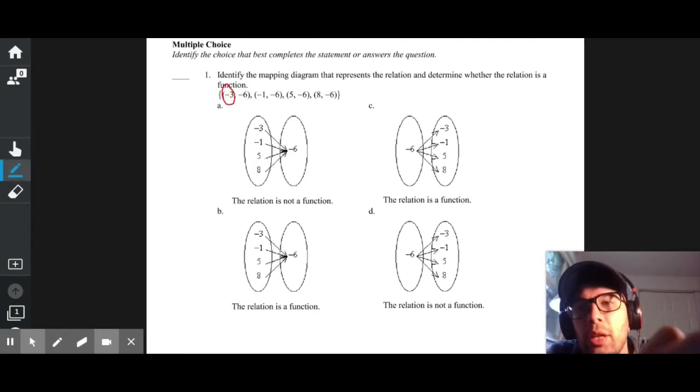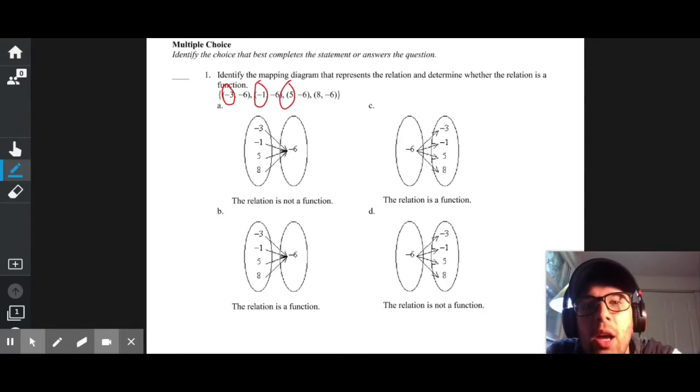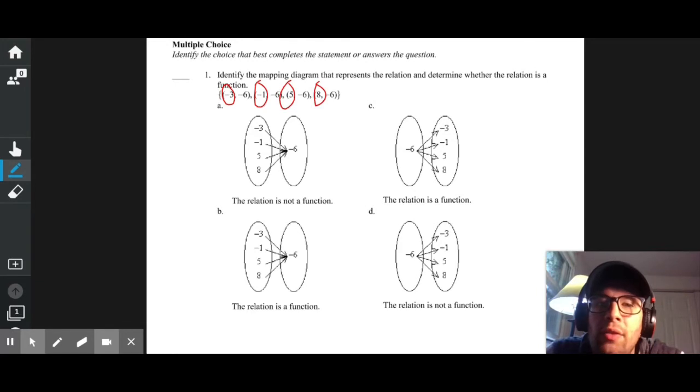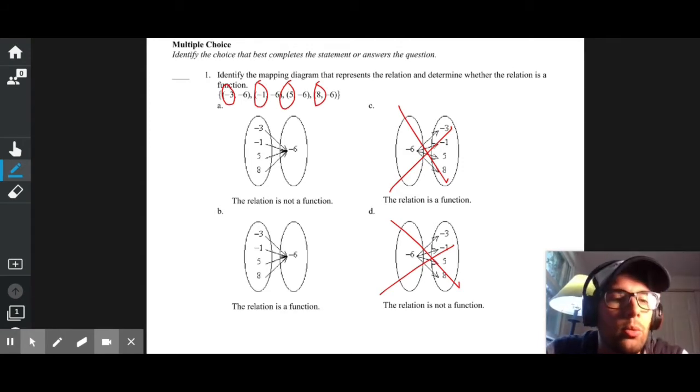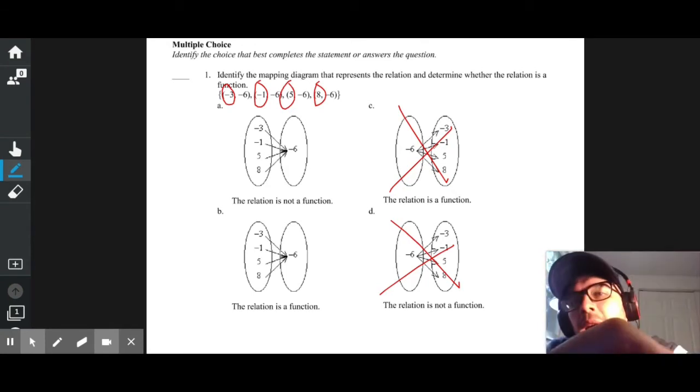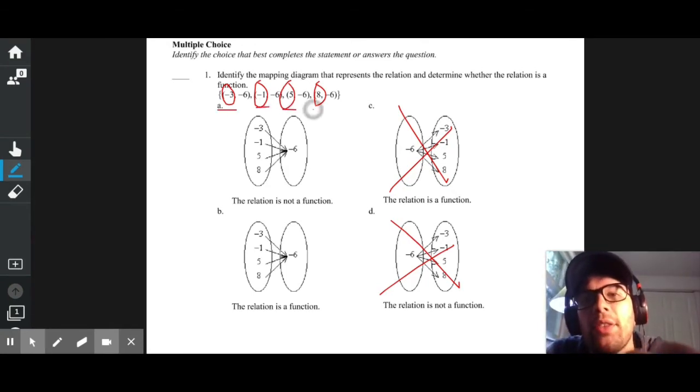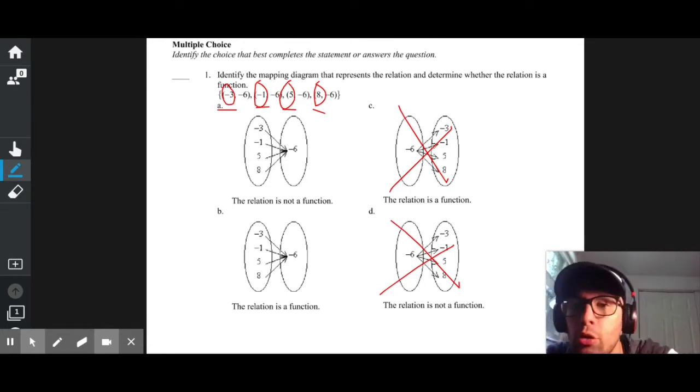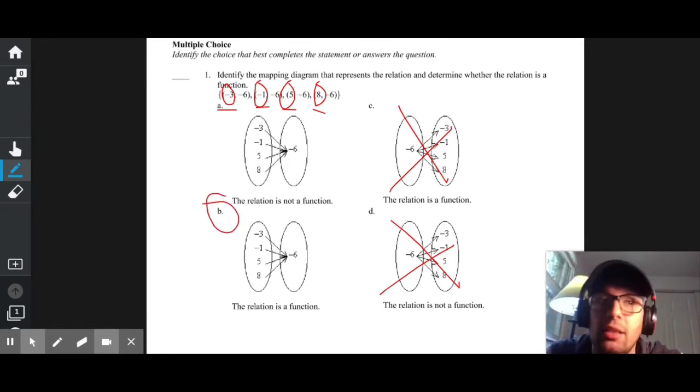We have negative 3, we have negative 1, we have 5, and we have 8. So negative 3, negative 1, 5, and 8, that's part of the domain which is the left bubble, so not you and not you. Now I have to figure out if these guys are a function or not a function. Well, if it's a function, that means the x's don't repeat. So my x's are negative 3, negative 1, 5, and 8. Looks like those x's don't repeat, so it looks like we have a b here. This is a function.